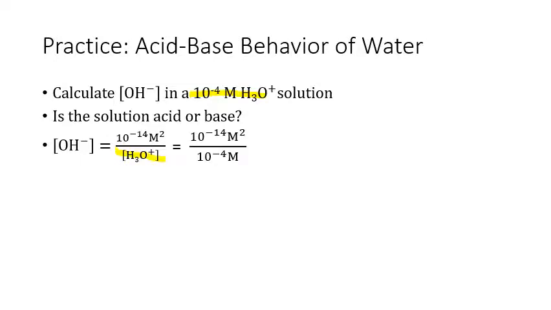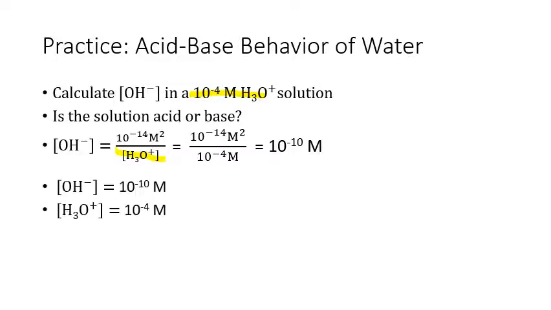So 10 to the minus 14 divided by 10 to the minus 4, which is the H3O concentration, comes out to about 10 to the minus 10th. So the OH concentration is 10 to the minus 10, and the H3O concentration is 10 to the minus 4. And 10 to the minus 10 is a smaller number than 10 to the minus 4. So the H3O concentration is much larger than the OH concentration, because 10 to the minus 4 is a bigger number than 10 to the minus 10.